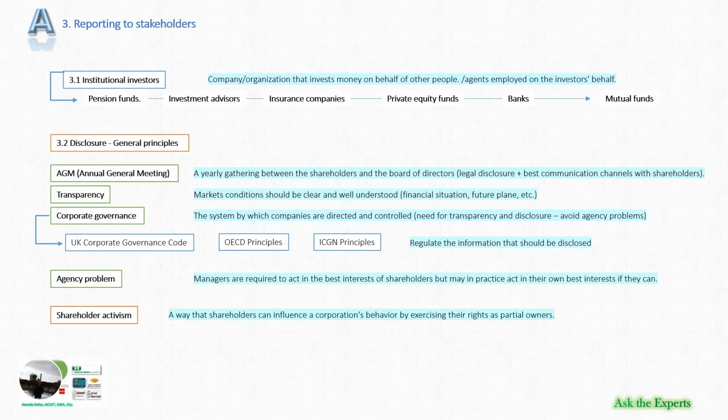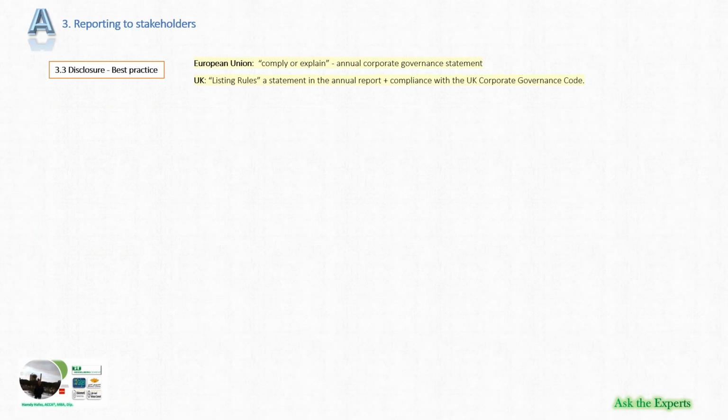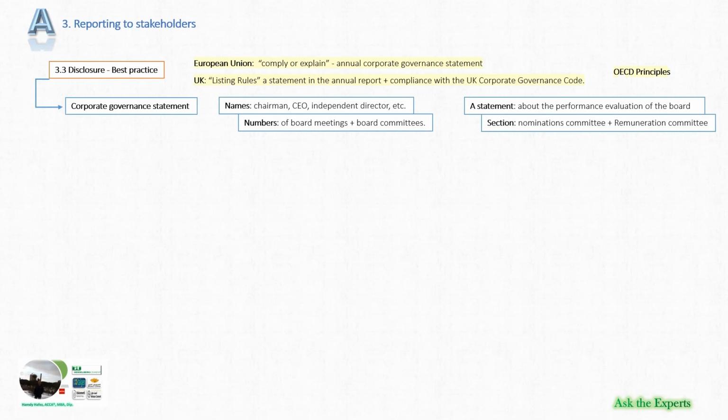It's a way that shareholders can influence a corporation's behavior by exercising their rights as partial owners. Now the disclosure as best practice. The European Union is based on comply or explain. On the other hand, the UK is based on listing rules. There are also the OECD principles. The corporate governance statement, for example, includes voluntary and mandatory disclosures. For example, the names of the chairman, CEO, independent directors, etc.